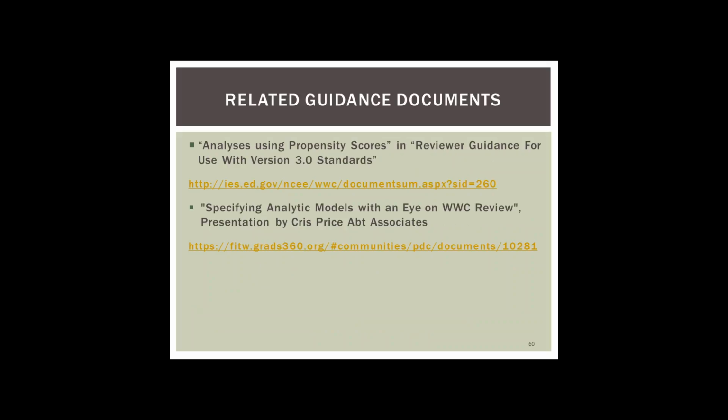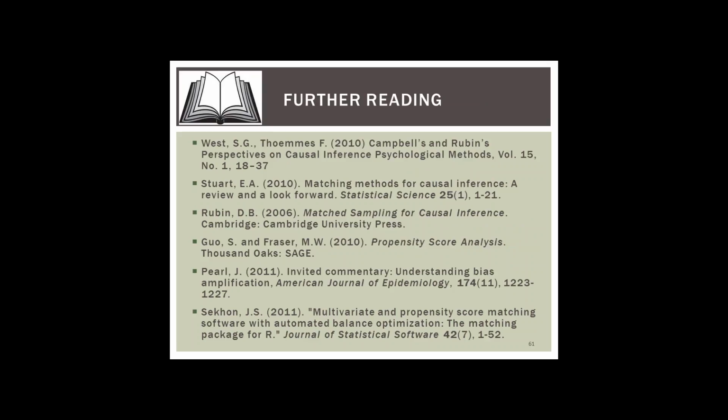There's also the guidance on analysis using propensity scores in the reviewer guidance for use with the version 3.0 WWC standards, at this link on your website, for how to account for matching in your analysis methods with an eye towards WWC review. My co-presenter, Chris Price, had a presentation at the PD meeting early in April, and here's a link you can look at for his presentation again. As well, these are some papers that I always have available and open when I'm doing matching or trying to create my comparison groups for QEDs.